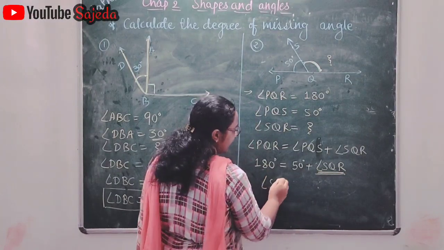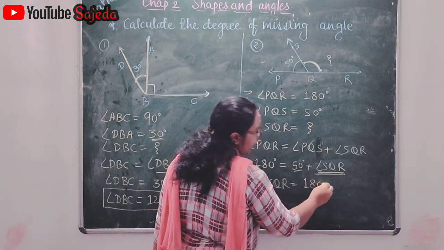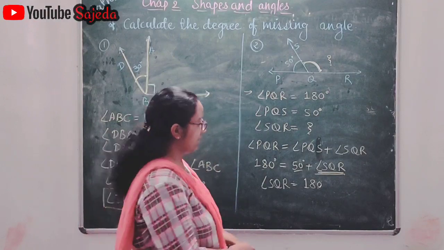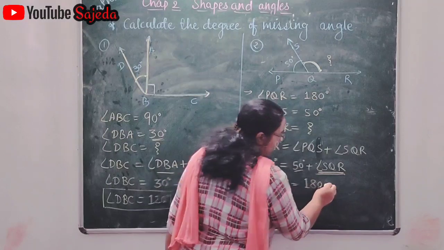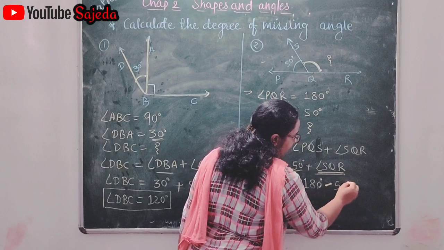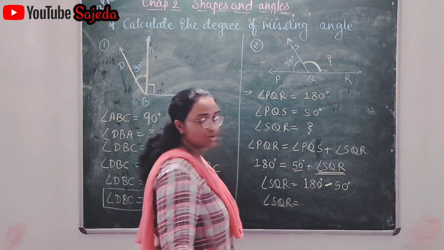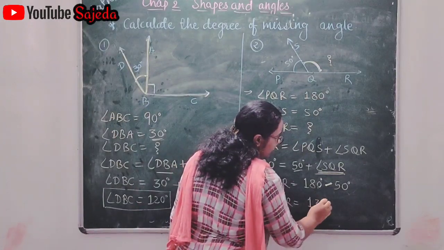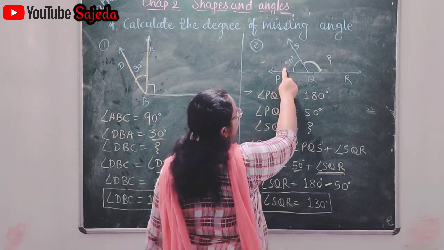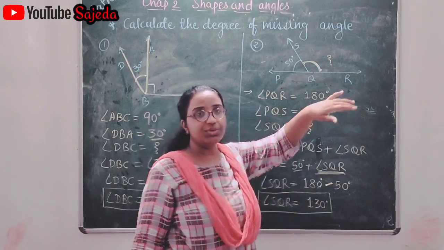So we will keep it aside on one side and we will take this 50 to the 180 side. Whenever we change the side, its sign will be changed. Here 50 degrees is positive. When we take it to 180 degrees, it will be converted into minus. So SQR is equal to 180 minus 50. That will be 130 degrees. If you want to check the answer, just add 50 degrees and 130 degrees, it will be 180 degrees. That is already given as PQR.